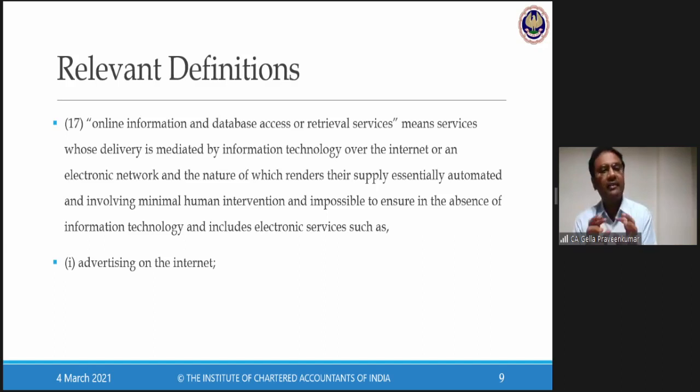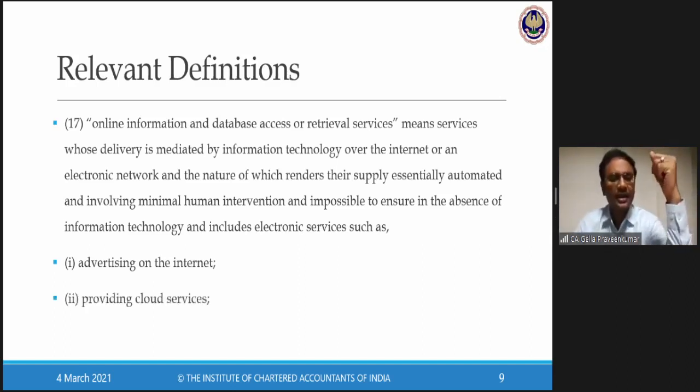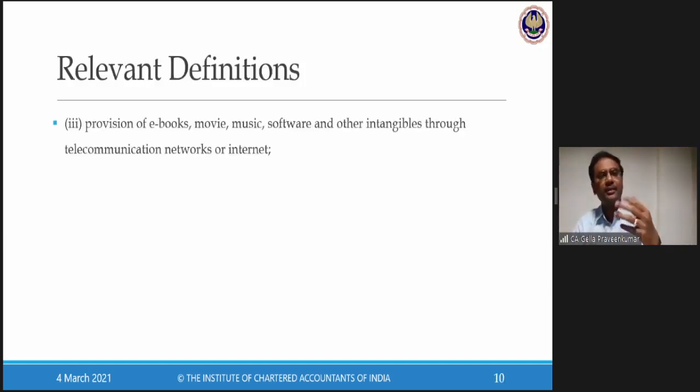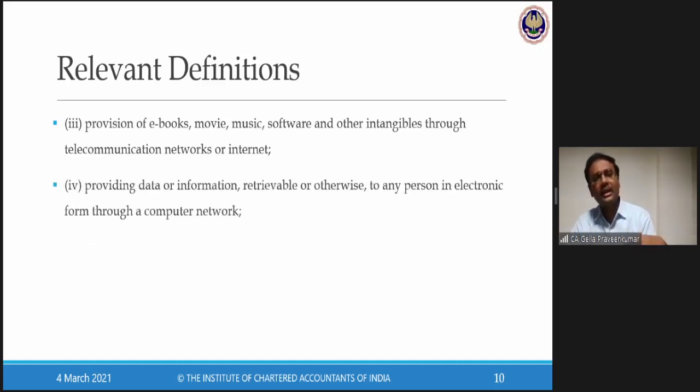So one example is advertising on the internet. I'm going to showcase myself. Now I'm working in India. I've lost my job. I'm giving outsourcing activity. So I place my resume and other things on an internet advertisement like Naukri.com, Shadi.com. There are websites where I can put some requirement on the website. So if it is in relation to advertisement, providing cloud services, I have explained the Google Cloud for remote access of my data. Providing ebooks, movies, music, software, or intangibles through a telecommunication network. Now, Netflix is something we have discussed on this. Providing data or information, retrievable or otherwise, to any person in electronic form through a computer network.